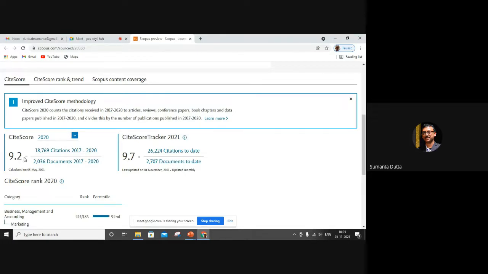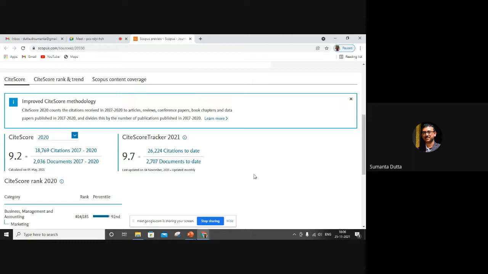Now you can ask me one important fundamental question: sir, is there any difference between Cite score and the impact factor that you discussed a little bit earlier? Point number one, very important: Cite score is calculated based on the Scopus database rather than Web of Science. Cite score calculates its impact factor based on a 3 years window, while generally the impact factor is calculated based on a 2 years window.